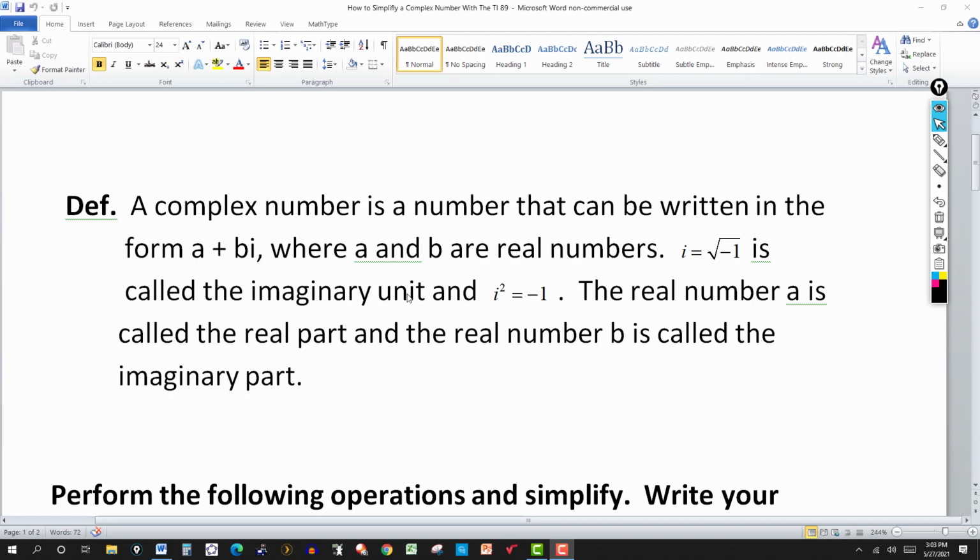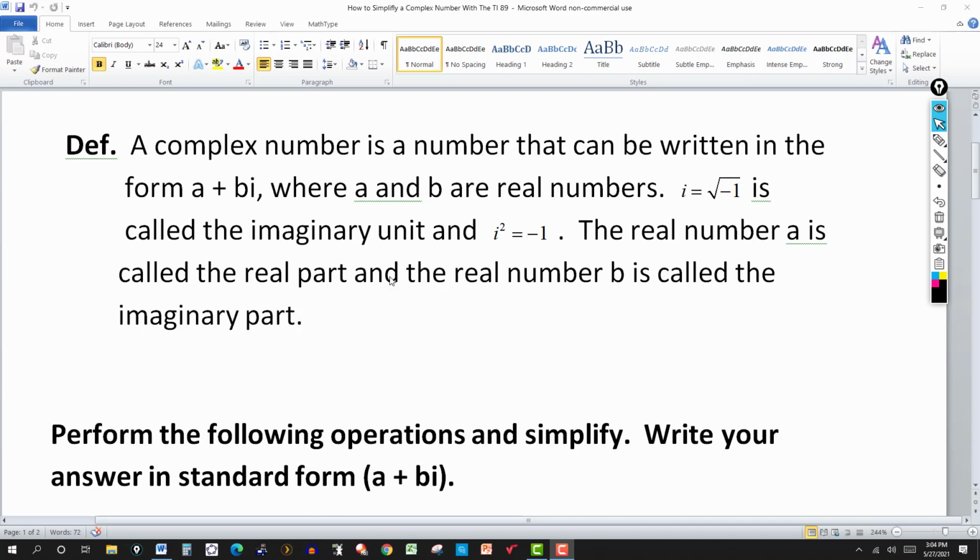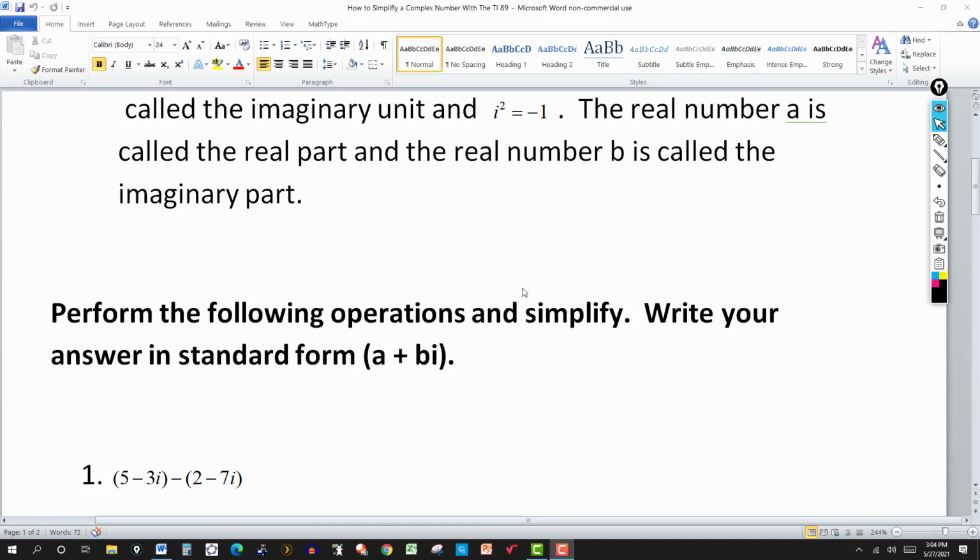So I did a video, or some videos, on simplifying radical expressions. I also showed you how to simplify radical expressions using the TI-89. Well, a lot of the operations that you do with radical expressions is what you would do with complex numbers, because if you look at this, i is equal to the square root. Okay, so that's a radical. So many of the operations are very similar. So let's look at the first few problems. Perform the following operations and simplify. Write your answer in standard form, a plus bi.